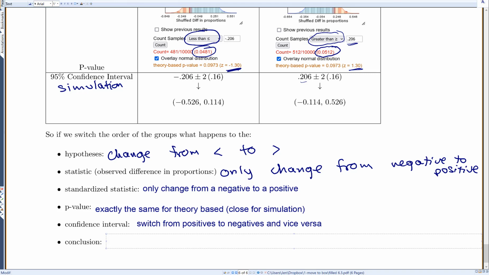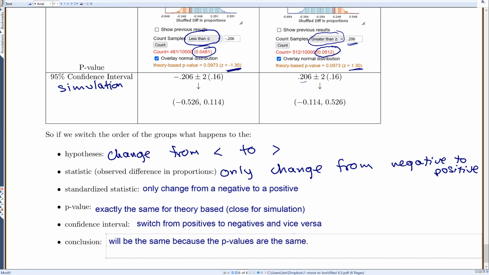And your conclusion, is your conclusion going to change? Either way, you have the same size of p-value, although one is slightly less than 5% and one is slightly bigger. But really, as long as you have the same p-value, you get the exact same conclusion. So the conclusion will be the same because the p-values are the same. And it doesn't matter if we say that video 1 is less than video 2 or video 2 is greater than video 1. Either way, those mean the same thing.